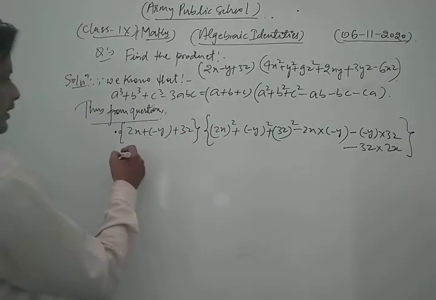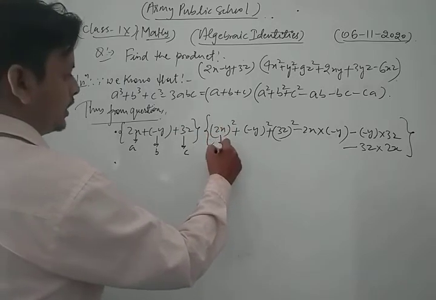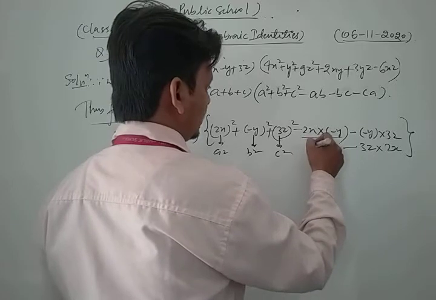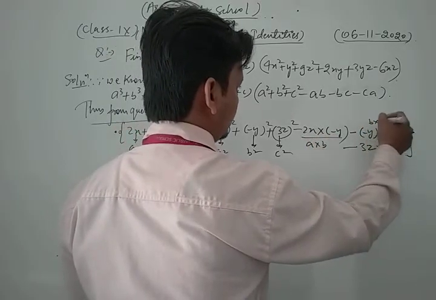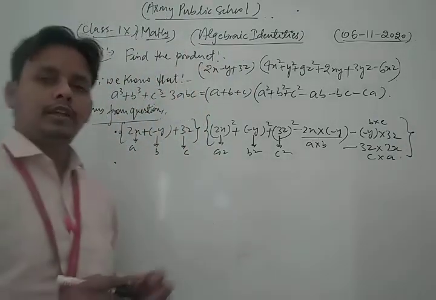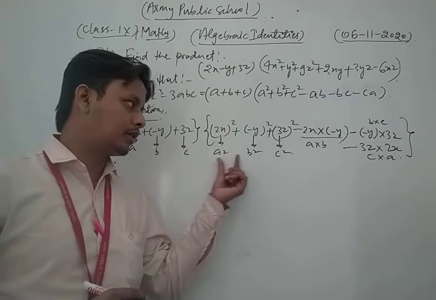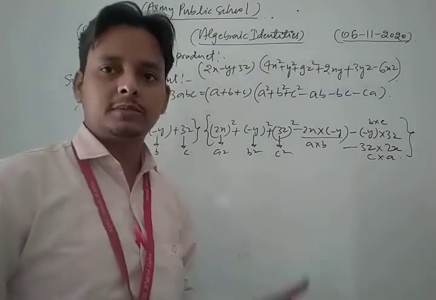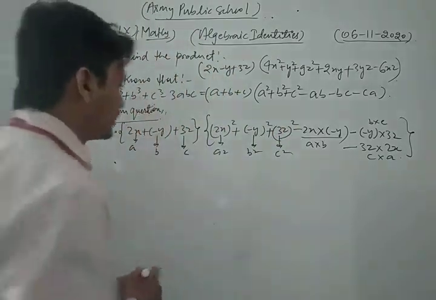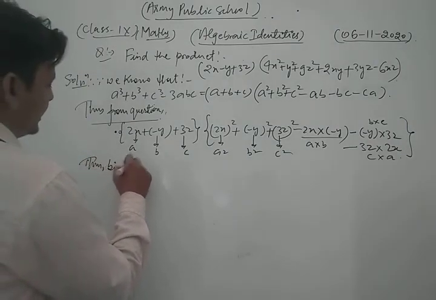Look here, this is suppose A, this is B, this is C. This is A square, this is B square, this is C square. This is AB, this is BC, this is CA. So this question is based on A plus B plus C in one bracket, and in another bracket A square plus B square plus C square minus AB minus BC minus CA. So we can write it by the identity as A cube.